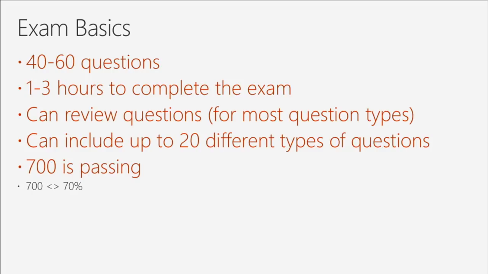Now, what I get a lot is, why should I not go for 1,000, right? And you see at the very bottom it says 700 is passing. Now, 700 is passing. You don't need to have 1,000. If you are a perfectionist, then sure, go for 1,000. 700 will get you past the exam, and that's with any exam that we take.